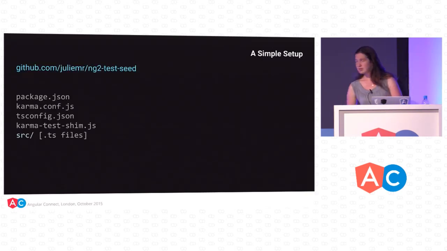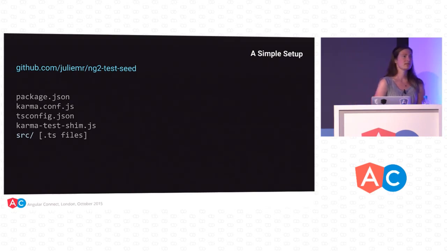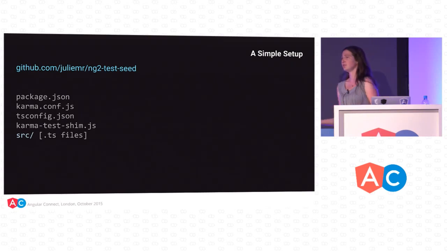I've made a little repository that's available on GitHub that is a seed repo for an Angular 2 app that shows unit testing. A lot of the seed repos out there don't yet show how to unit test, so I'm excited about this one, and I hope that you'll go take a look at it, fork it, play around with it, clone it, and try setting up your own tests based on that. It's really simple. It's designed to be the minimum setup that you would need.